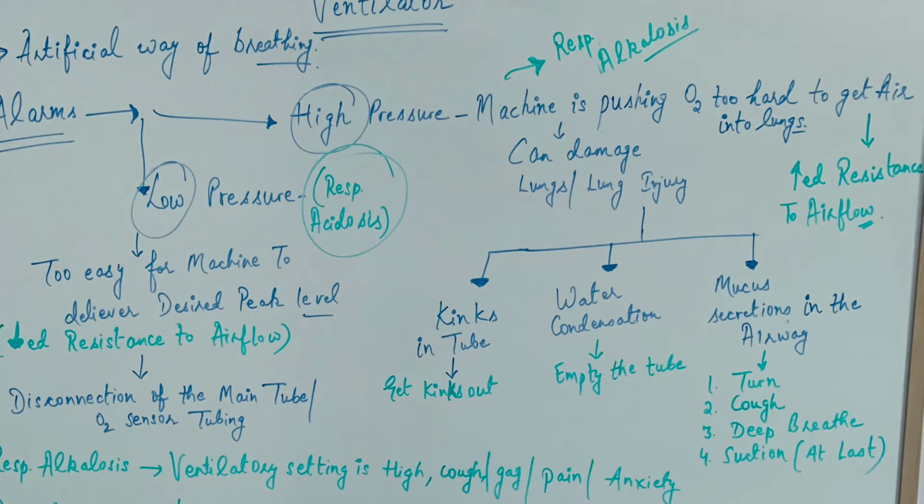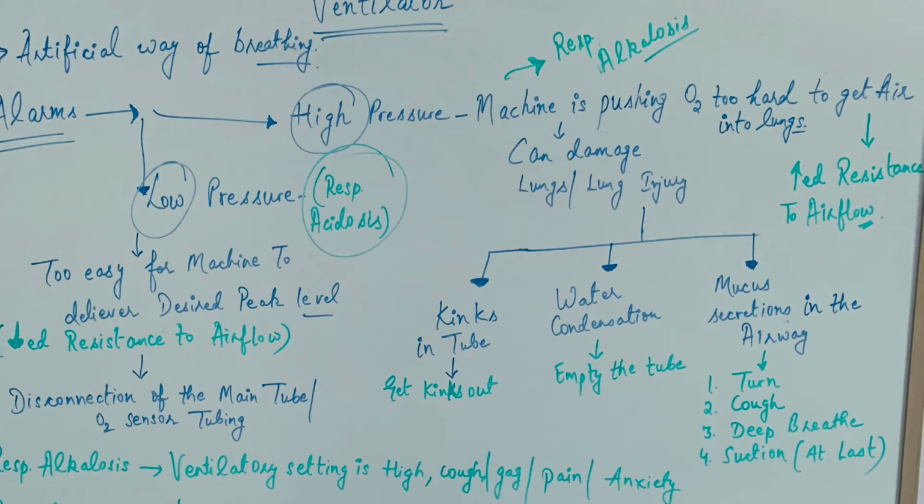The first thing is we have to look for any kinks in the tube. Second, we have to look for any water condensation in the tubing. Normally in the ICU setting, in the ventilator tubings, there is water condensating in the tube, so we have to empty it out. The third thing is mucus secretions. If too many secretions are being produced in the patient's airway, you have to clear the airway. So for the kinks you get the kinks out, for water condensation you empty the tube, and for mucus secretions you clear the airway.